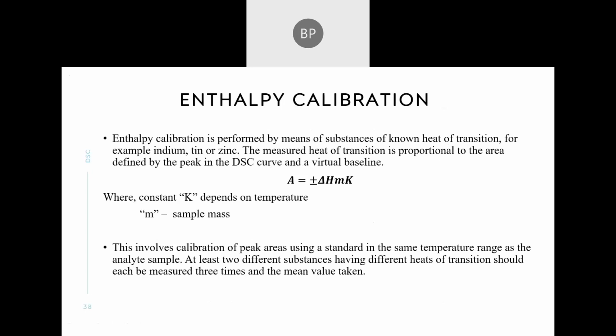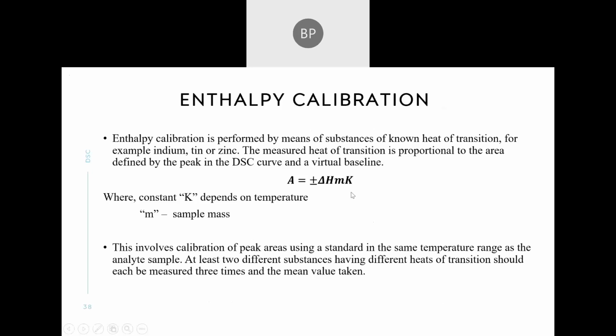Now going to the enthalpy calibration. As mentioned earlier, the area under the curve is nothing but the change in enthalpy, but it is just directly proportional. It doesn't mean that whatever area we get is equal to the delta H. There will be some calibration to that. So here the value K, which is the proportionality constant, should be found out, which is a constant depending on temperature, and here M is the sample mass.